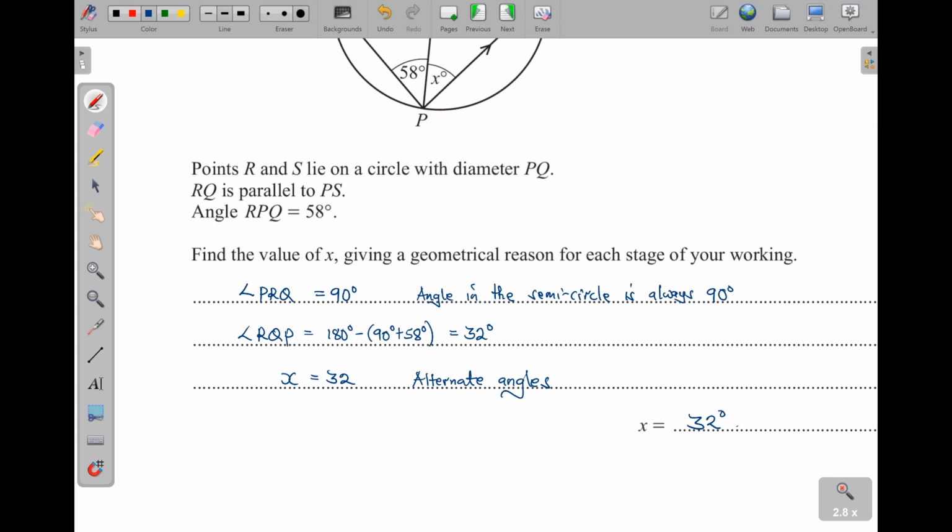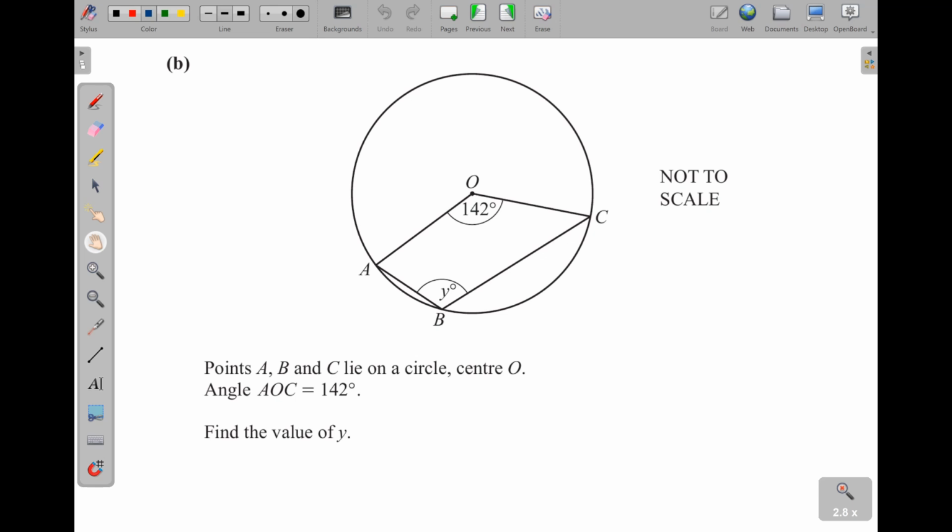So that is that. Then question 4b, points A, B, and C lie on a circle, center O. Angle AOC is equal to 142 degrees. Find the value of Y.